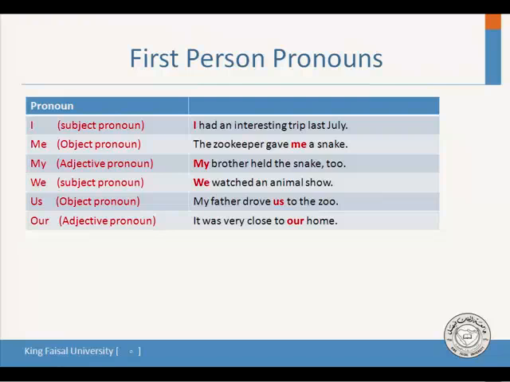We have also first person plural, like we: Ahmed and I, or Ahmed, Khalid, and I, or my father, my mother, my brothers, and I. We watched an animal show. We watched: subject pronoun. Notice we is a subject in the sentence. Us is an object pronoun. My father drove us to the zoo. We, us. Adjective pronoun: it was very close to our home, our car, our home, our trip.